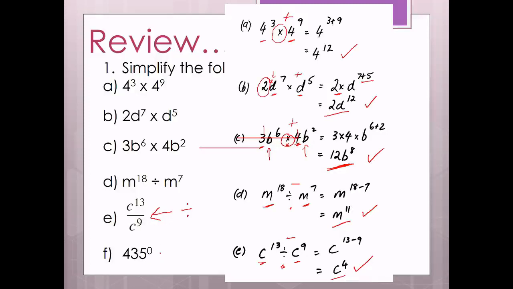The last question, which I didn't write down, is part F. 435 to the power of 0 equals 1. Because last week we learnt that anything raised to the power of 0 equals 1.